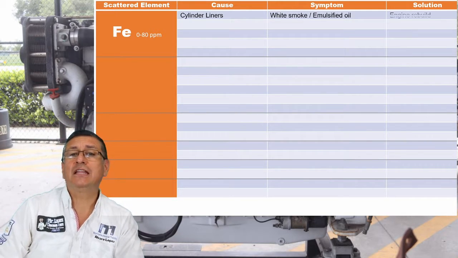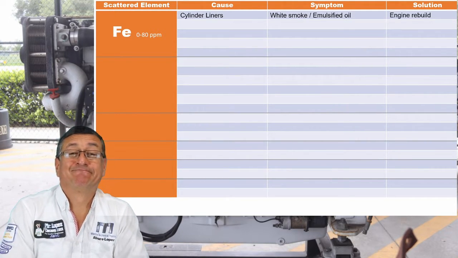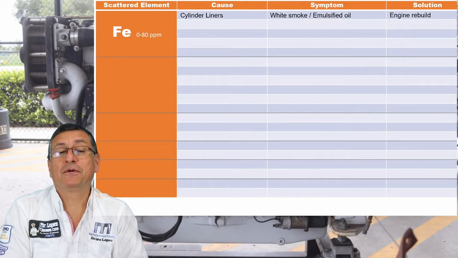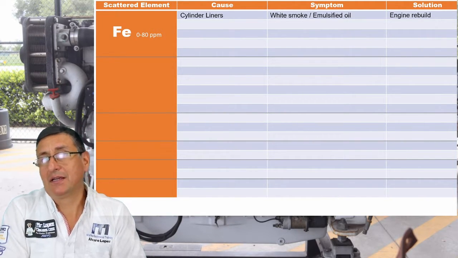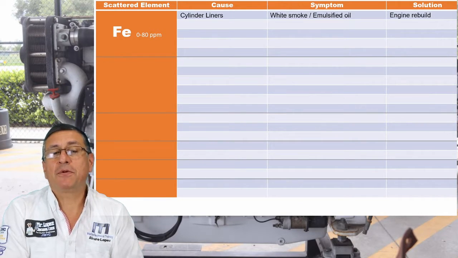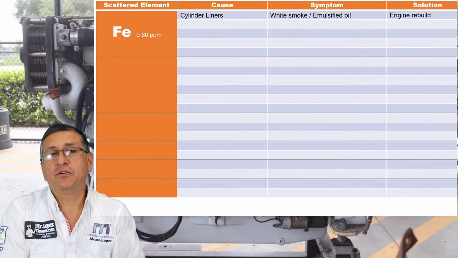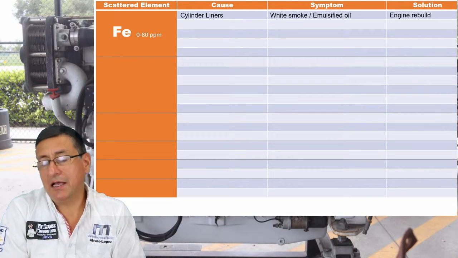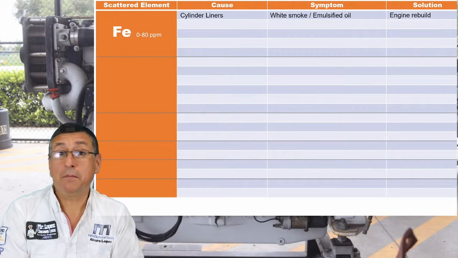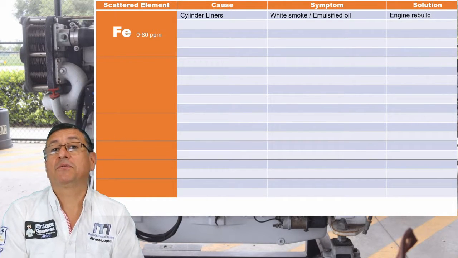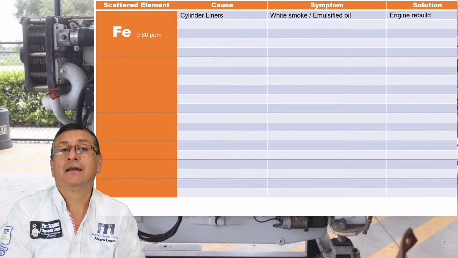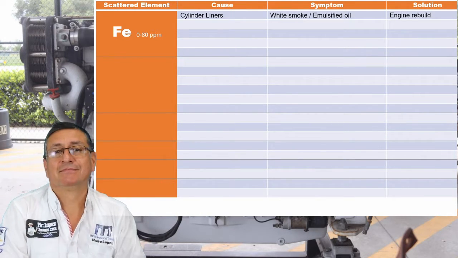What is the solution in that particular case? This is the worst scenario, my friends. You need to rebuild the engine. Probably if you find that the problem is focused in one cylinder, you can replace the sleeve of that cylinder. Yes, this is possible, but it is a big job. You need to remove the head. It's a big job. For that reason, I mark rebuild the engine.